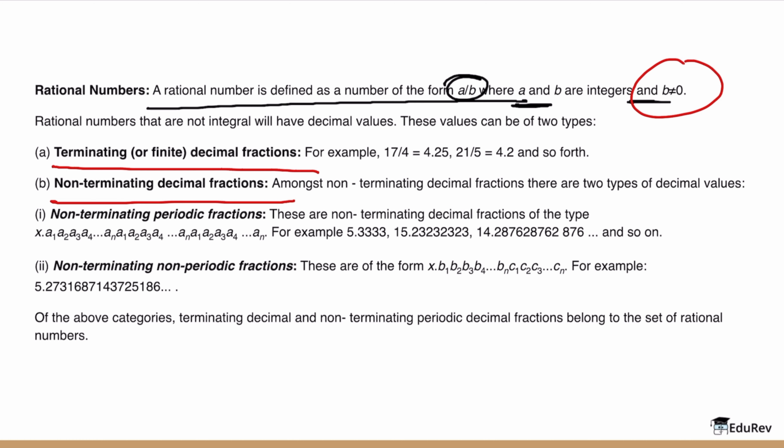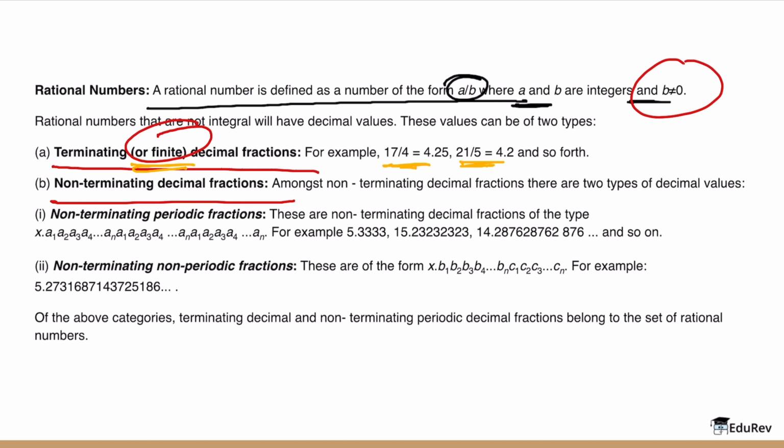Now terminating ones are the ones that terminate. What do you mean by terminate? Terminate means which can end. That's why the term finite is used in this. For example, 17 by 4 is 4.25. So obviously it's ending at 0.25. After 5, nothing. Similarly, 21 by 5 is 4.2. So it's ending. These are your terminating decimal fractions.